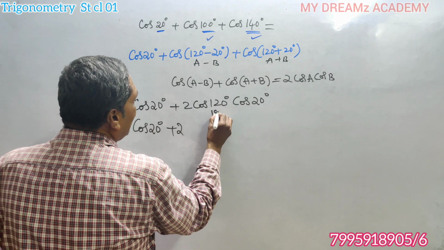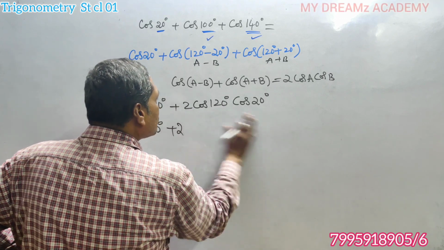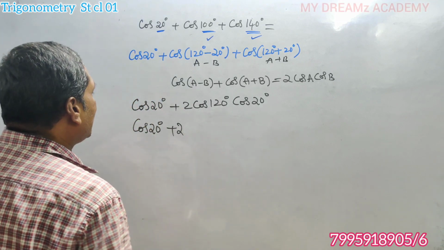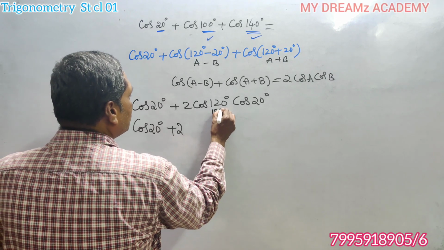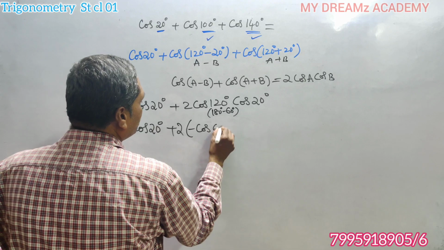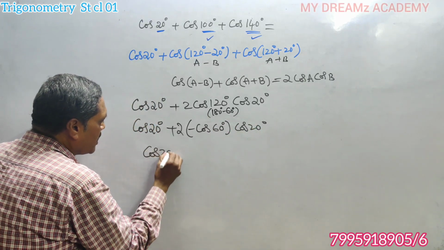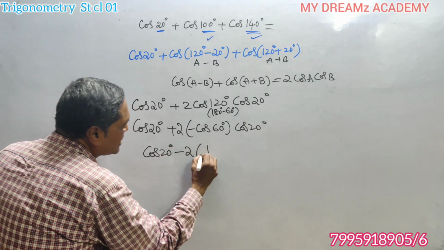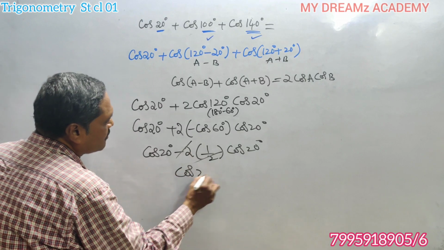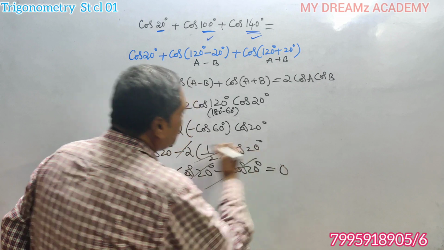Cos 120 is cos of (180 minus 60). Second quadrant, cos is negative, so minus cos 60. Cos 20 plus minus 2 into cos 60, which is 1 by 2, times cos 20. The 1 by 2 gets cancelled, so cos 20 minus cos 20, which is 0. This is the actual method.